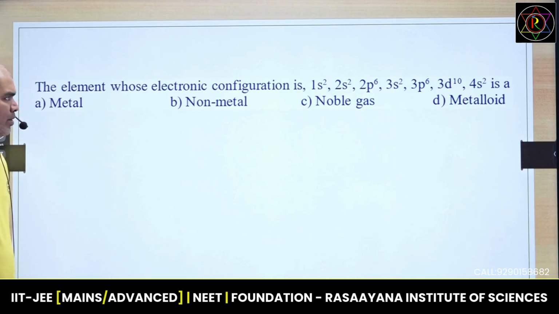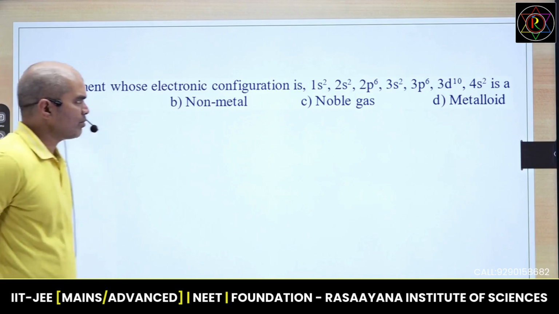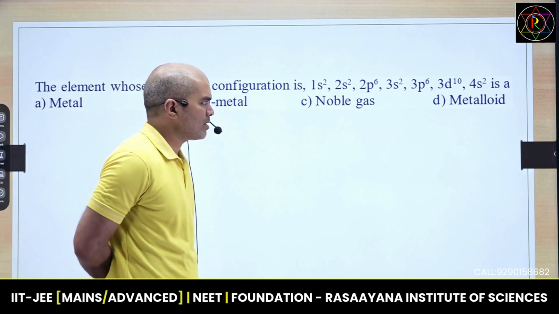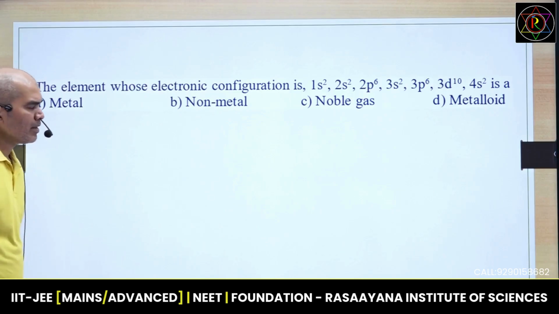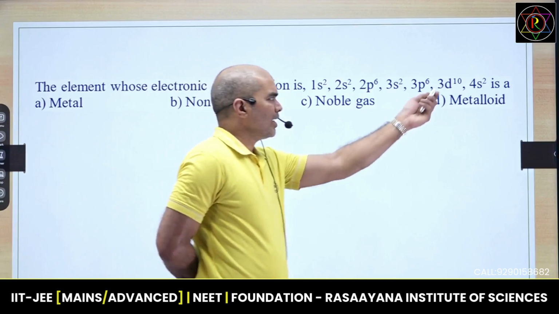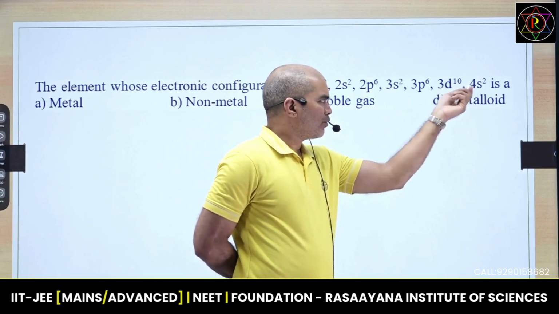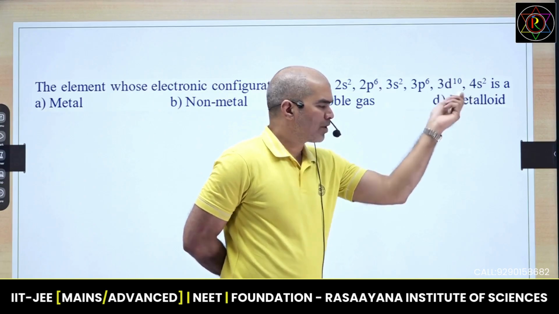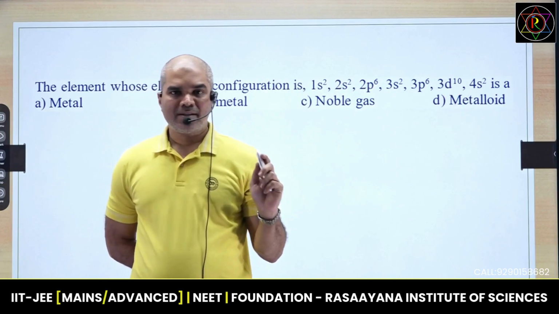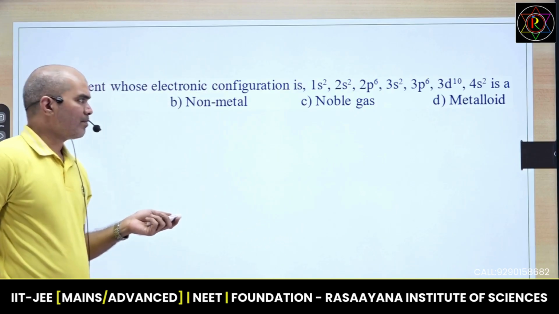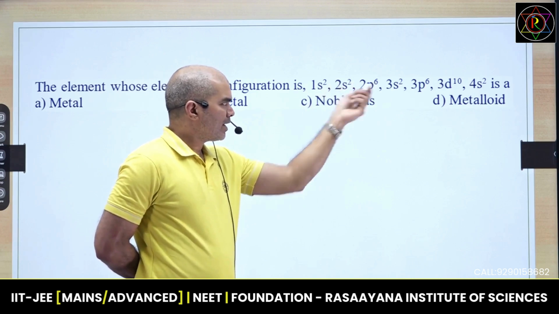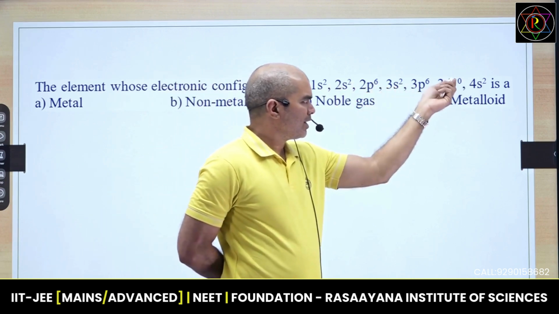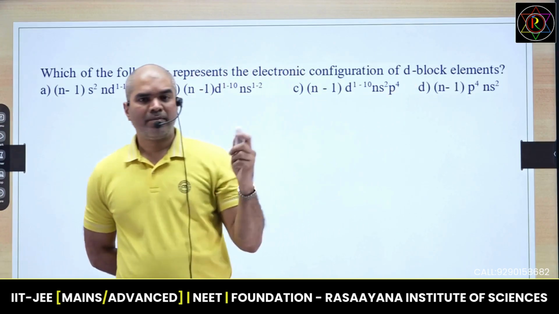The element whose electron configuration is 1s2, 2s2, 2p6, 3s2, 3p6, 3d10, 4s2 is a metalloid, noble gas, non-metal, or a metal? The simple way is to look at the valence shell: 3d10, 4s2. 3d10 means it belongs to D block. All D block elements are metals. So the option is metal. And what could be the metal? Adding up the electrons: 2, 4, 10, 12, 18, 28, 30. So 30 means that metal is zinc.